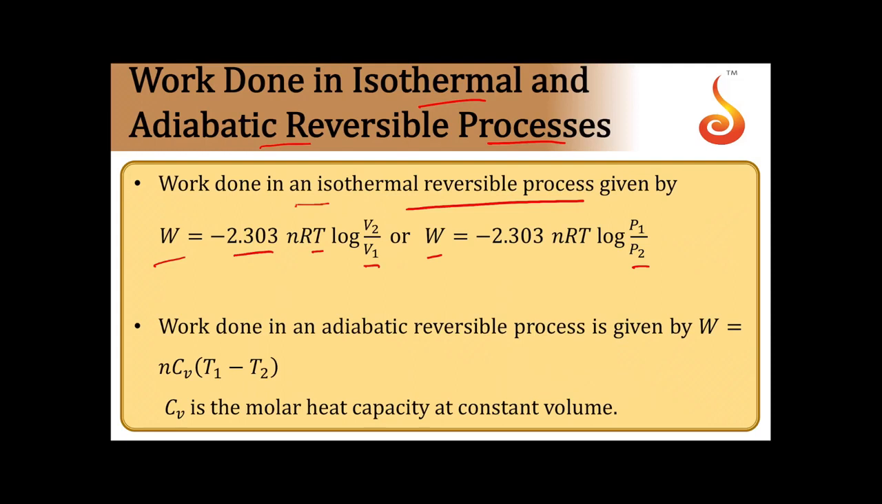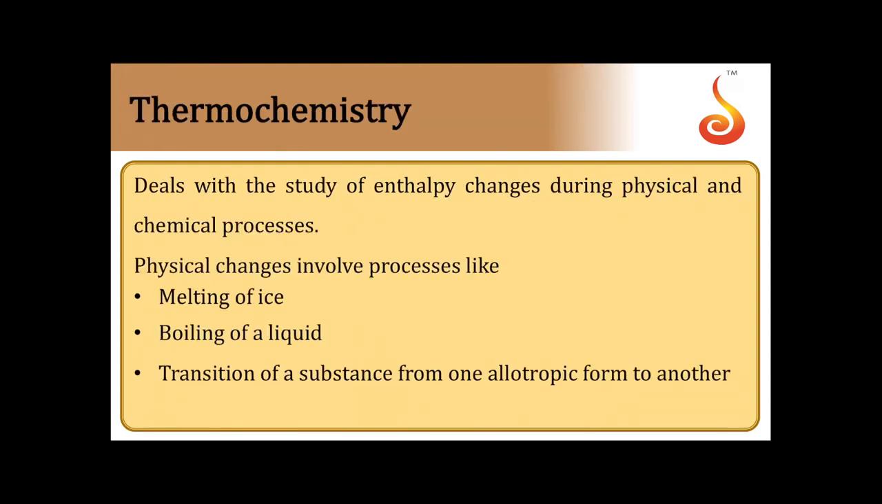Then comes work done in adiabatic reversible process. That is given by work done is equal to nCV (T1 minus T2), where CV stands for molar heat capacity at constant volume. nCV delta T or nCV (T1 minus T2) gives the amount of work done in adiabatic reversible process.